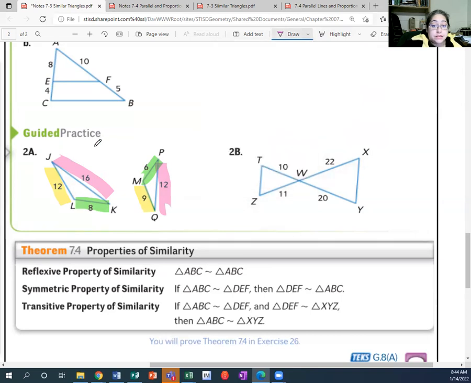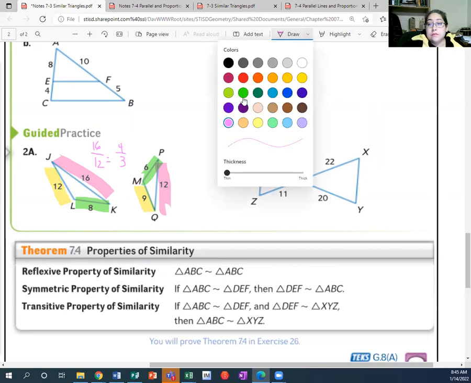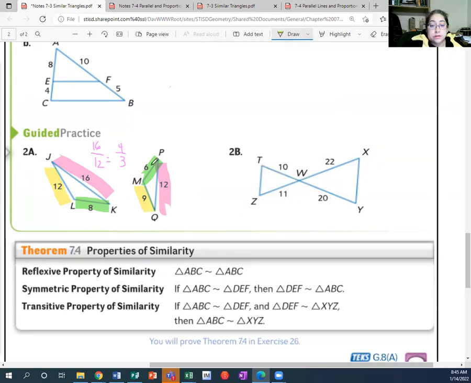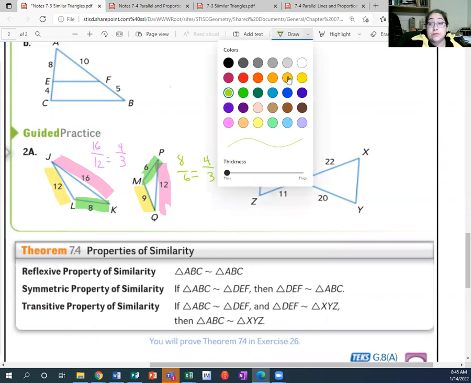So I'm going to do the pink sides first, and I'm going to do the triangle on the left over the triangle on the right. Okay, I can reduce this fraction down, both divisible by 4, so I get 4/3. Okay, gonna do the small sides, the triangle on the left over the triangle on the right. 8 divided by 6, both are even, both divisible by 2. 8 divided by 2 is 4. 6 divided by 2 is 3. So far, so good with trying to get those fractions to be the same.